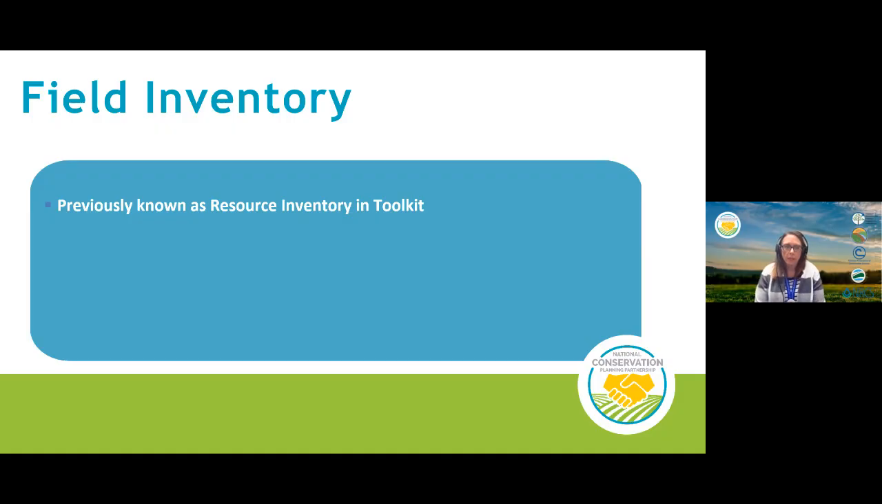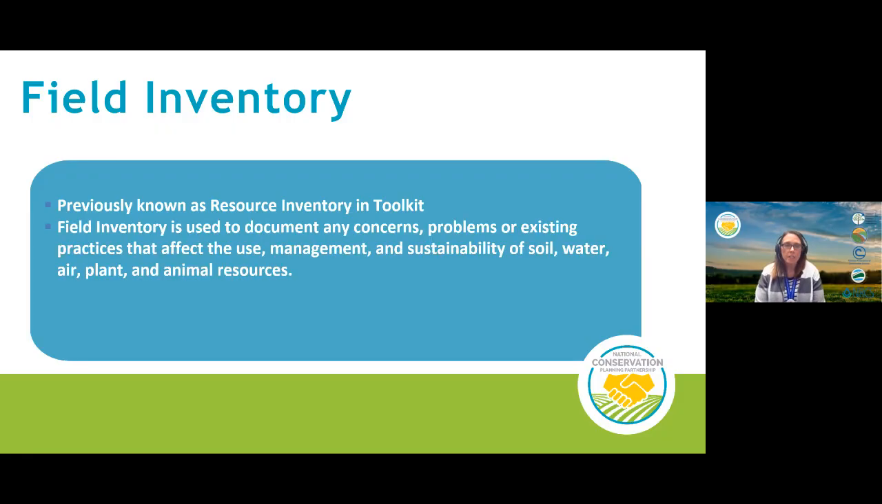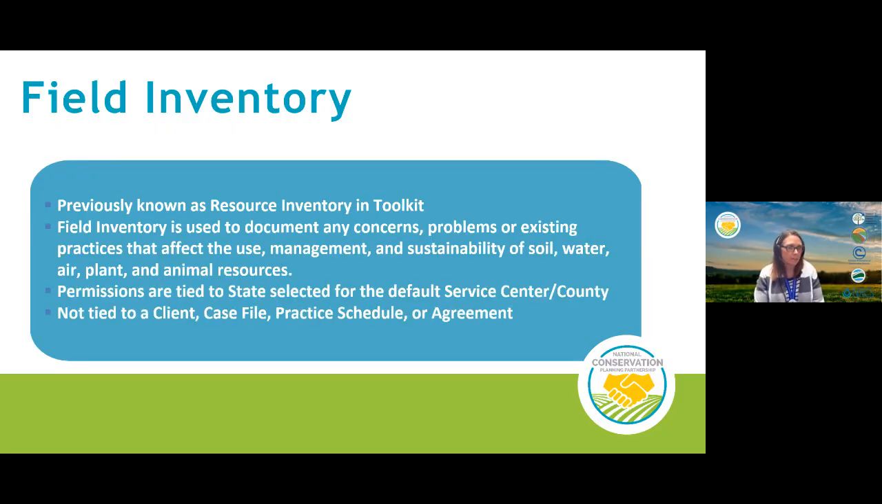So what is field inventory? Previously, when we had toolkits, field inventory was called a resource inventory. It is used to document any concerns, problems, or existing practices that can affect the use, management, and sustainability of SWAPA resources on the land.